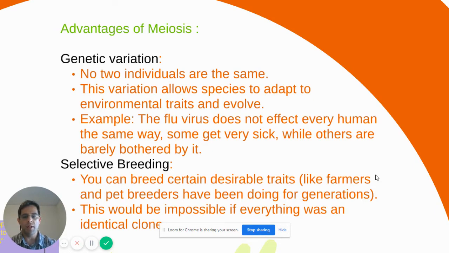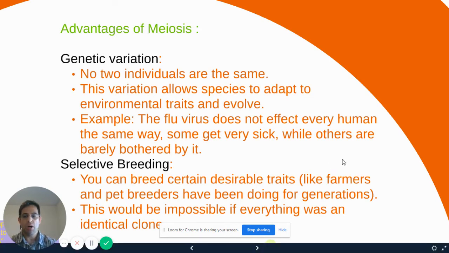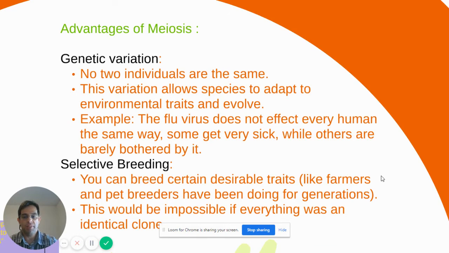But that's the process of meiosis that naturally allows our species of fruits and vegetables to show up like that. Well, this would be impossible if everything was identical cloning, right? If everybody's the same, we don't have any selective breeding.